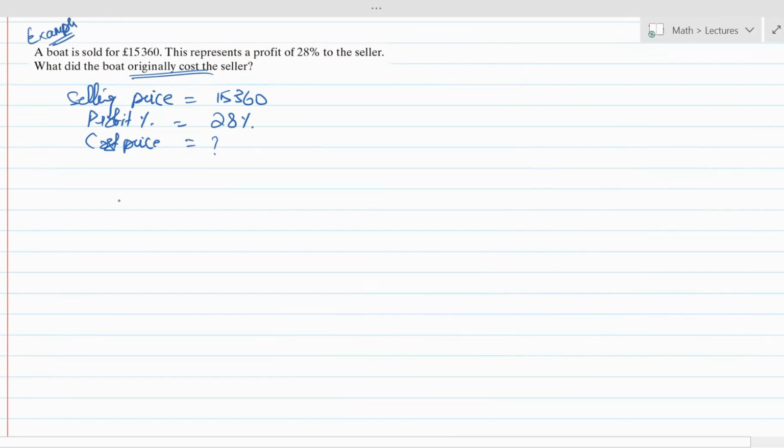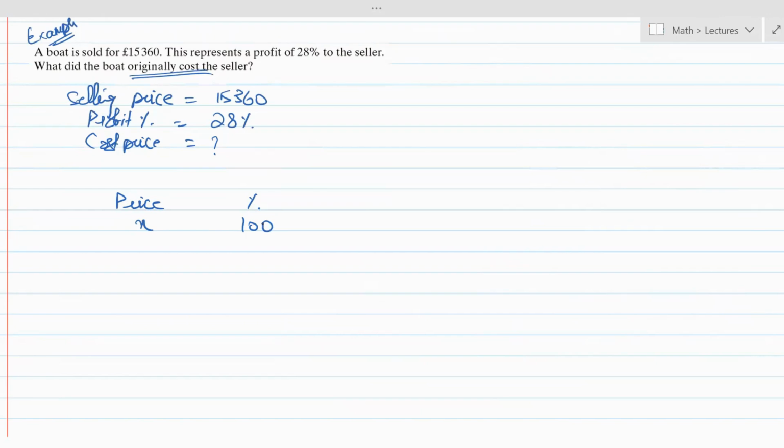So using the ratio method, we have the price against the percentage. The first set of values is always the original. Cost price is the original thing which we need to find. It's always against 100. Now, the profit percentage and the selling price. Always remember, selling price is the increased value when you have a profit.